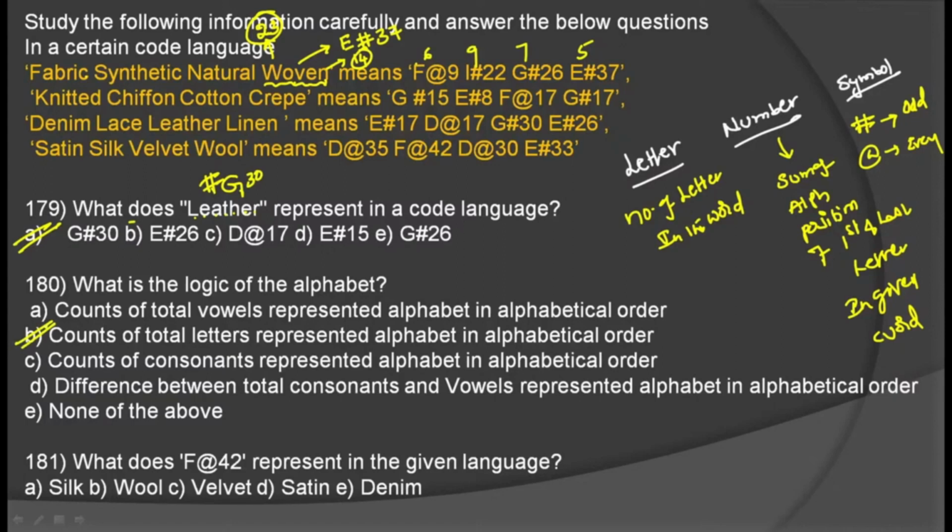Everyone, how we approach the question is most important. What does F at the rate 42 represent in the given language? You just go for option verification. Point number one: if it is at the rate, we require an even number of letters. Satin has no chance, because it has an odd number of letters. Denim also has no chance. Next, if it is F, it requires six letters in the given word. That's why there is no wool, there is no silk. Now your option is exactly velvet.